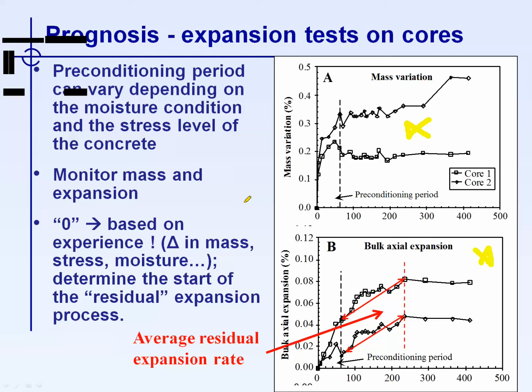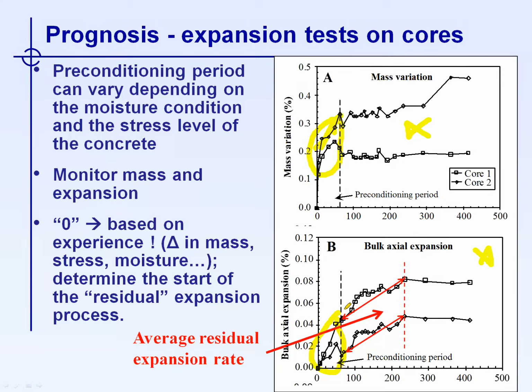Unfortunately, it's not a test that is easy to deal with. The main reason for that is that when you extract the core from the structure, obviously you take the core, the concrete, from a condition that is very different from the condition in which you're placing the core in the laboratory. So under those differences in condition, at the beginning there would be some expansion and moisture uptake that would be related to the change of condition.